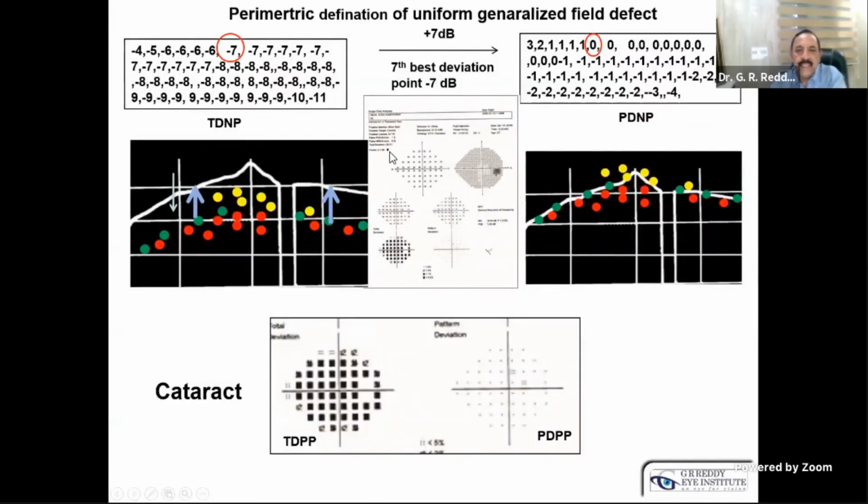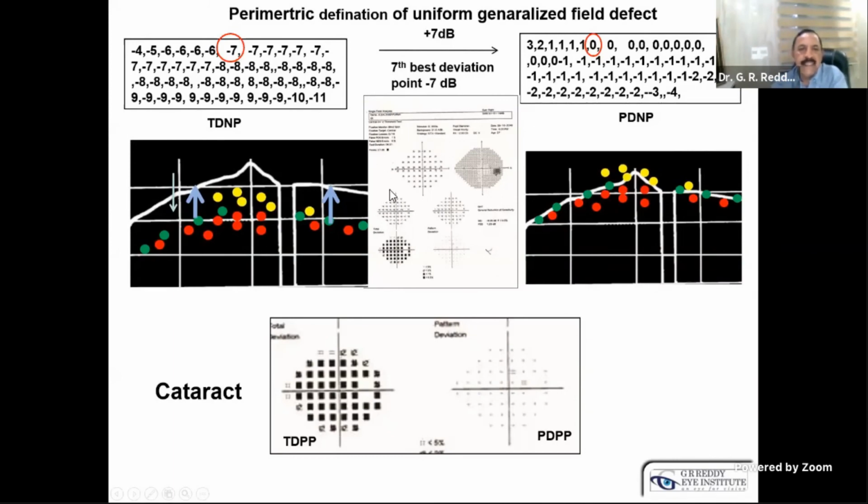Now, coming to the cataract. Usually the cataract will have uniform generalized depression. And the perimetric definition is, for example, because of the cataract, the patient has a loss of retinal sensitivity, -5, -5, -7. And the seventh best deviation point is -7, and +7 is added. While adding this, bringing to the normal slope of field of vision, all the points now became close to the slope of field of vision, and they will not be represented by any symbol. So this is the perimetric definition of uniform generalized depression.